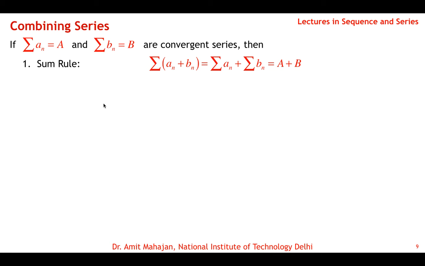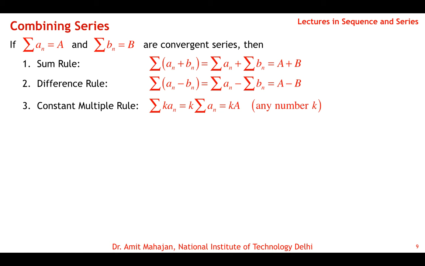The difference rule means that we can subtract the two series term by term, and so the infinite sum of differences is also convergent, and that sum is equal to a minus b. The constant multiple rule: we can multiply the series by a constant. This also leads to a new convergent series, and it converges to the sum k times a, where k is any number.